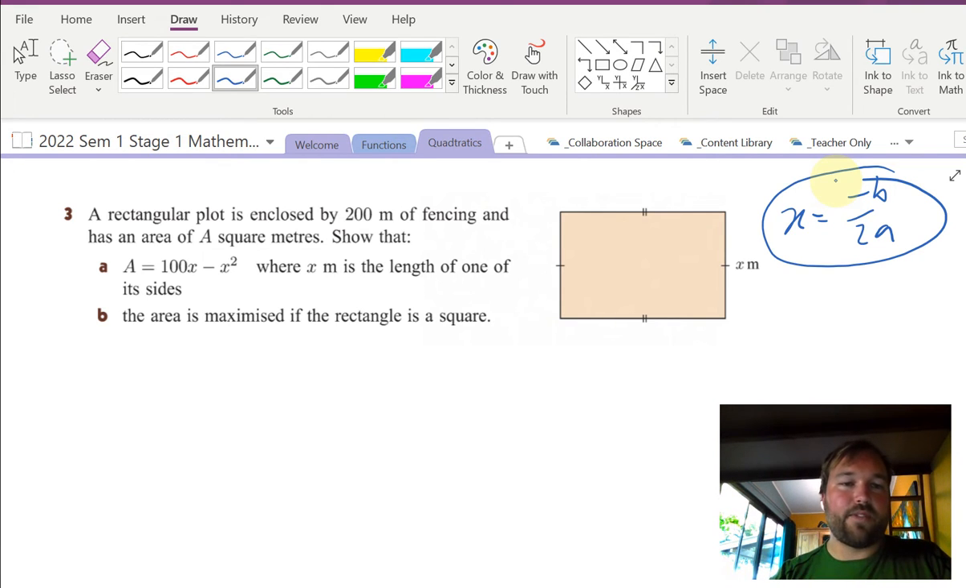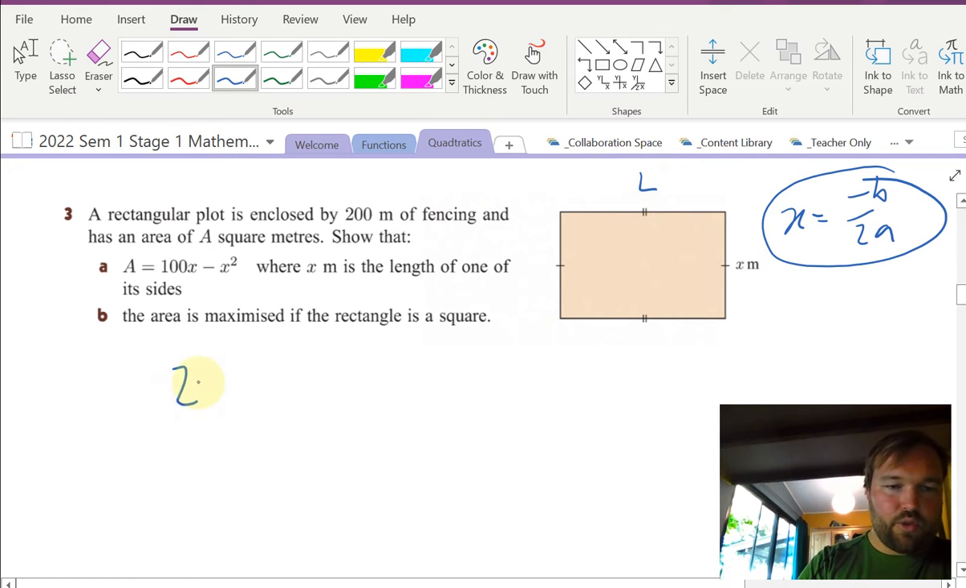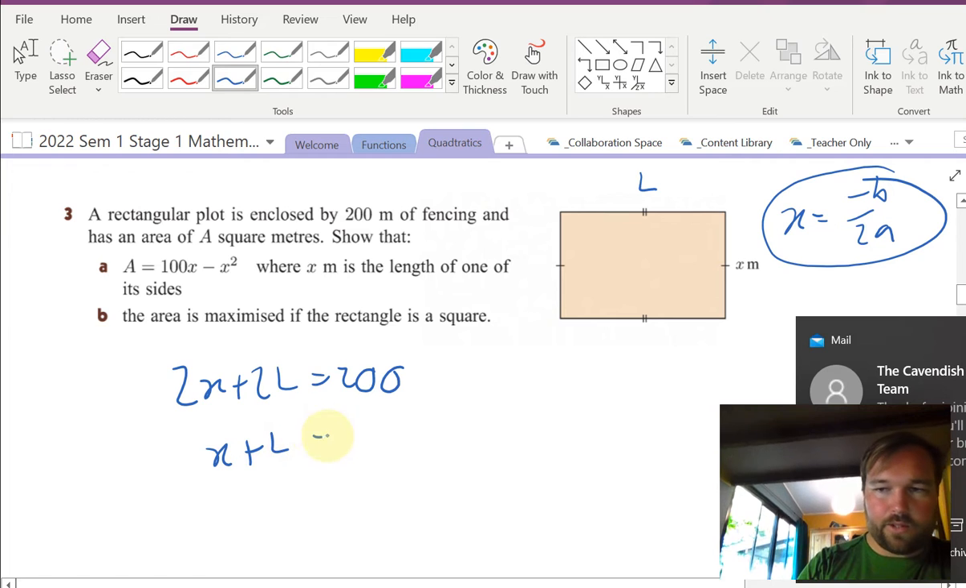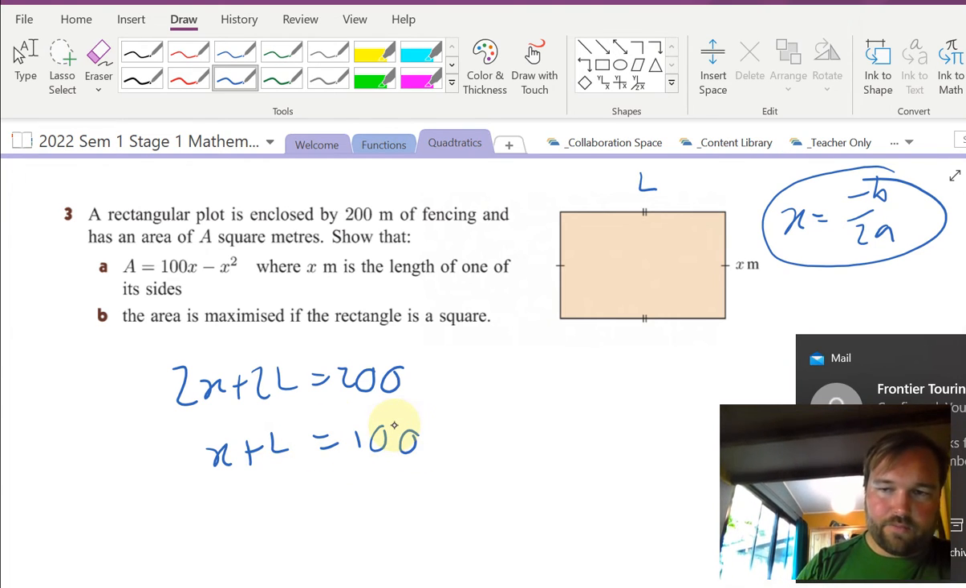All right, a rectangular plot is enclosed by 200 meters of fencing. Show that. All right, if we have x, I'm just going to call this one L for the purpose of showing it. So that means 2x plus 2L equals 200. X plus L equals 100. Sorry.